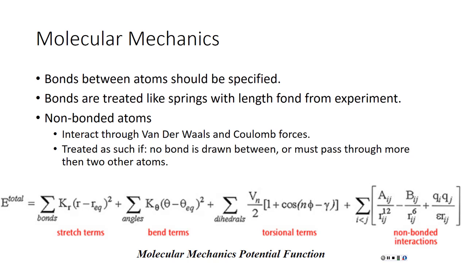For the molecular mechanics method, it's important if you run this that you specify the bonds between the atoms, because it will treat the bonds as if there are two masses with a spring in between. You can really see that in the energy equation there. It's like your 100 level physics spring equations for a lot of those terms. Atoms that aren't bonded together, like two different molecules, it'll just run calculations with Coulomb forces and van der Waals. That's the easiest to compute.